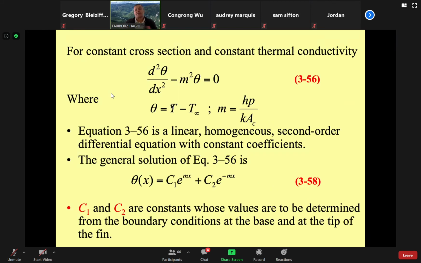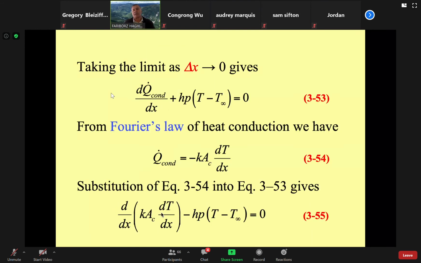By change of the variable, I'm sure you remember the mathematics that you have. Therefore, now this becomes a second order differential equation, the same as before. The only thing is theta is defined as this one, and M is defined as hP over kAc. This comes from simply dividing both sides by this one. If I divide it, k becomes here, A becomes here, this represents my M. And this might represent my theta.